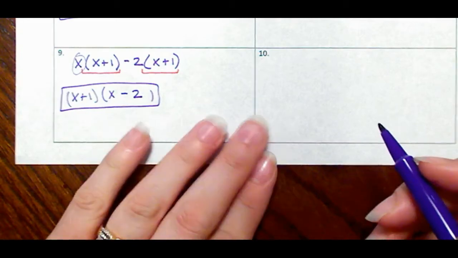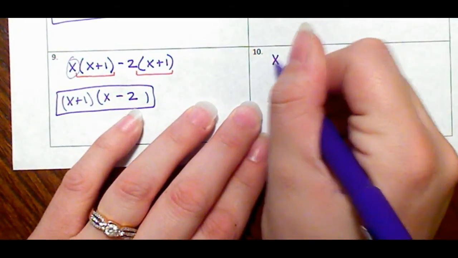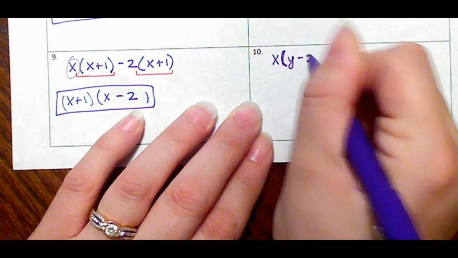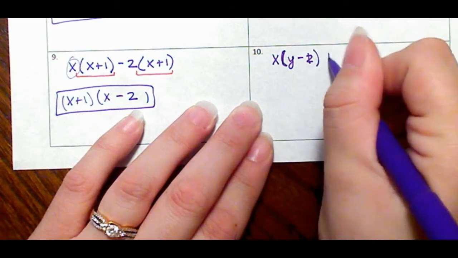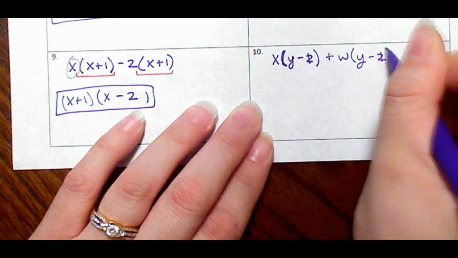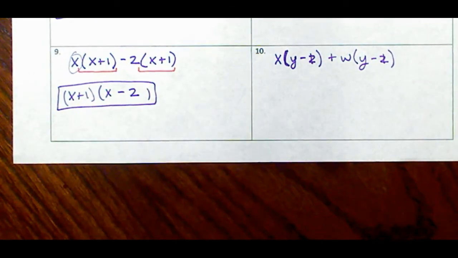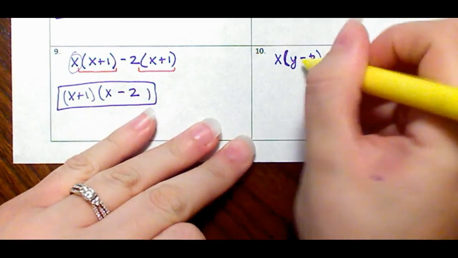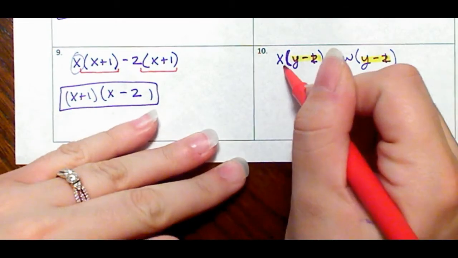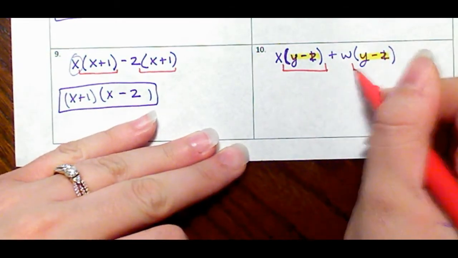So looking at number 10, we'll look at one more. X times y minus z plus w times y minus z. Okay, so we're looking here. Now again, it looks big and scary, but notice these y minus z's inside are the exact same factor. So that's our greatest common factor right there, y minus z.